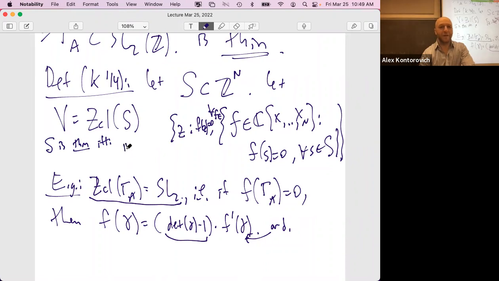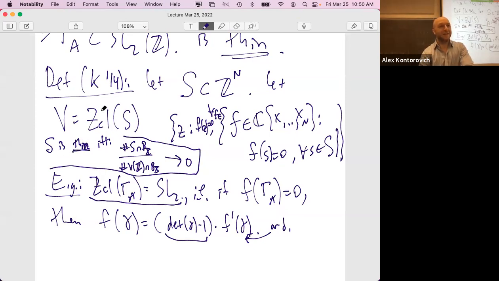if and only if the number of elements in S in your favorite ball of radius X divided by the number of elements in this variety V with integer entries, intersect the ball of radius X, if that ratio goes to 0. So something is thin if, despite being dense in the algebro-geometric sense, it has density 0 in the Archimedean sense.